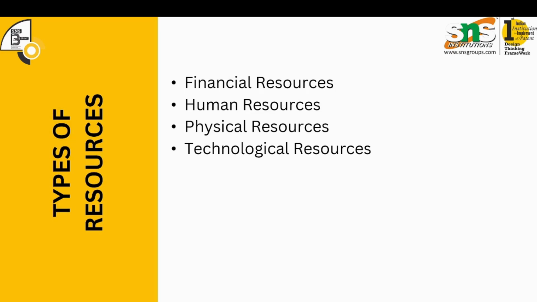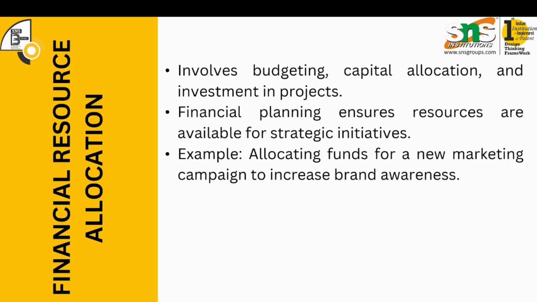Resources fall into 4 categories: financial resources, human resources, physical resources, and technological resources. Financial resources involve budgeting, capital allocation, and project investments. So, it is through financial planning that an organization can ensure that all the resources are available for the strategic initiatives. Be it any new project or any existing project, it's very important that we allocate finances appropriately. Only after finance gets allocated may any other resource allocation happen, because all other resource allocation demands money.